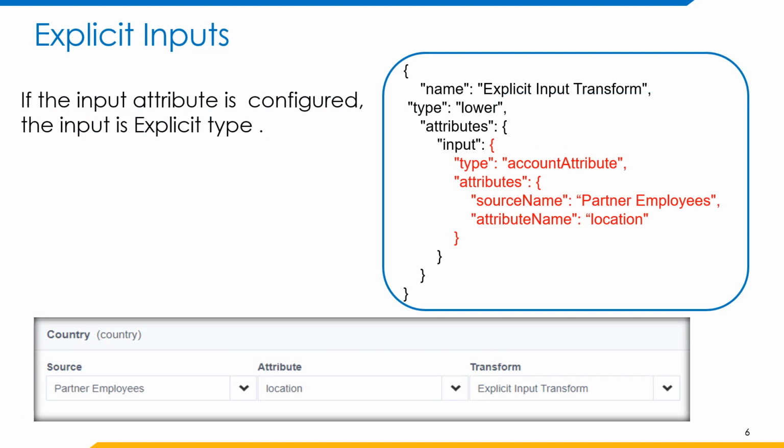In explicit inputs, if the input attribute is configured, the input will be called the explicit type. I have taken one transform where I have used the input attribute. You can see the highlighted one. We will understand what is happening in the transform. Inside the attributes, there is source name. We need to keep the source name of yours, and in attribute name, the attribute you want to fetch, we need to keep there. In the next slide, we are discussing the primitive operations provided.